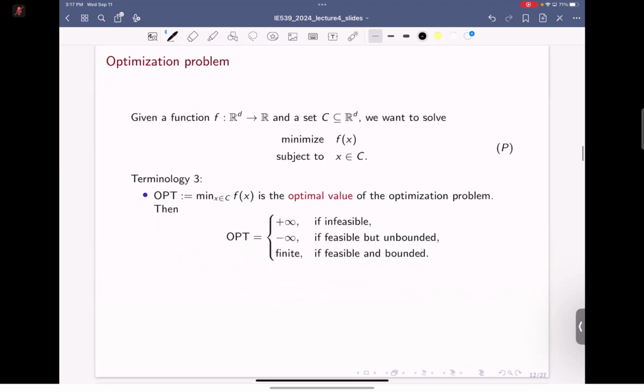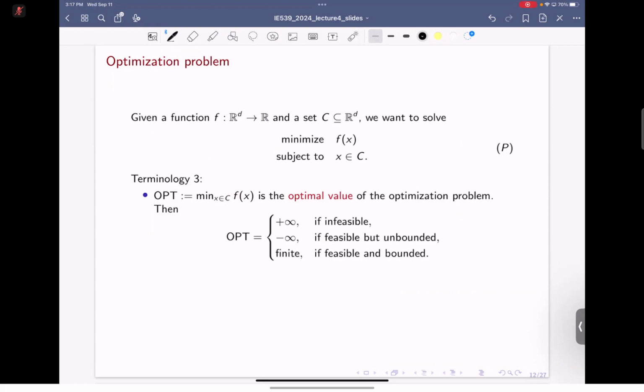And if the problem is infeasible, which means that there's no solution even satisfying this constraint, the set C is empty, and now you are trying to minimize the value. Then because there's no solution satisfying the constraint, we set the value of this optimum value to plus infinity. There's nothing that's practically achieving for the objective function.